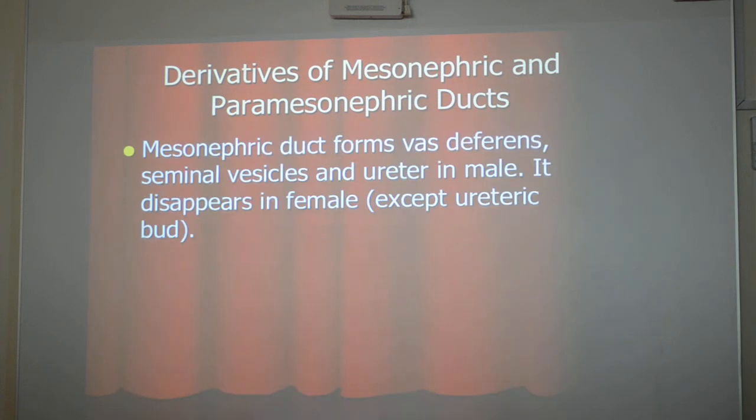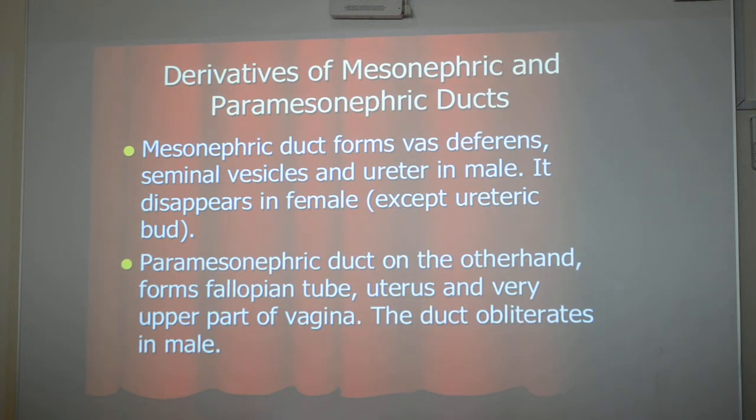So derivatives of the mesonephric and paramesonephric duct. You can see the mesonephric duct forms the vas deferens, seminal vesicles and ureter in male. It disappears in the female except the ureteric bud. Paramesonephric duct on the other hand forms the fallopian tube, uterus and very upper part of the vagina; the duct obliterates in the male.